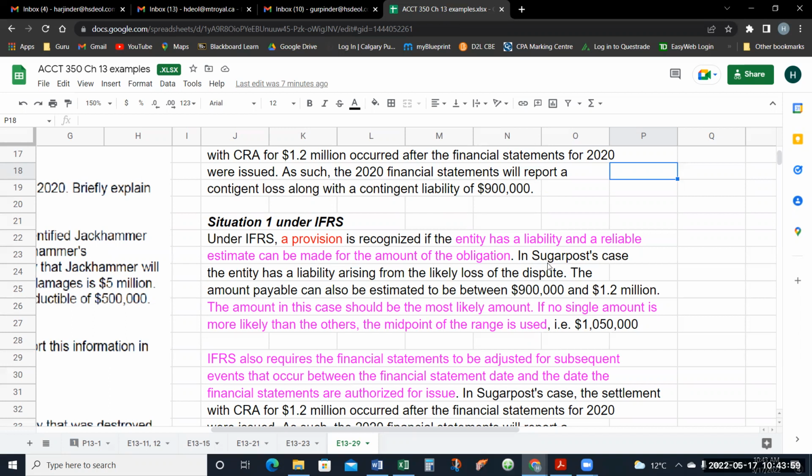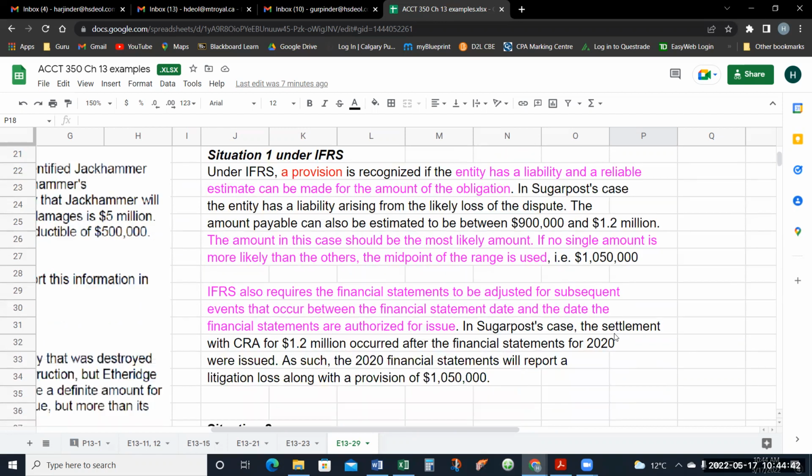So in Sugar Post's case, clearly, as the lawyers have said, it's likely we're going to lose the dispute, and the amount payable is between 900,000 and 1.2 million. We need to record a provision. The amount should be the most likely amount. Okay, now that is similar to what ASPE is saying. Pick the most likely amount. Now, if you can't figure that out, if no single amount is more likely than the others, then the midpoint of the range is used, right? So we'll end up using $1,050,000, which is 900,000 plus the 1.2 million divided by 2.